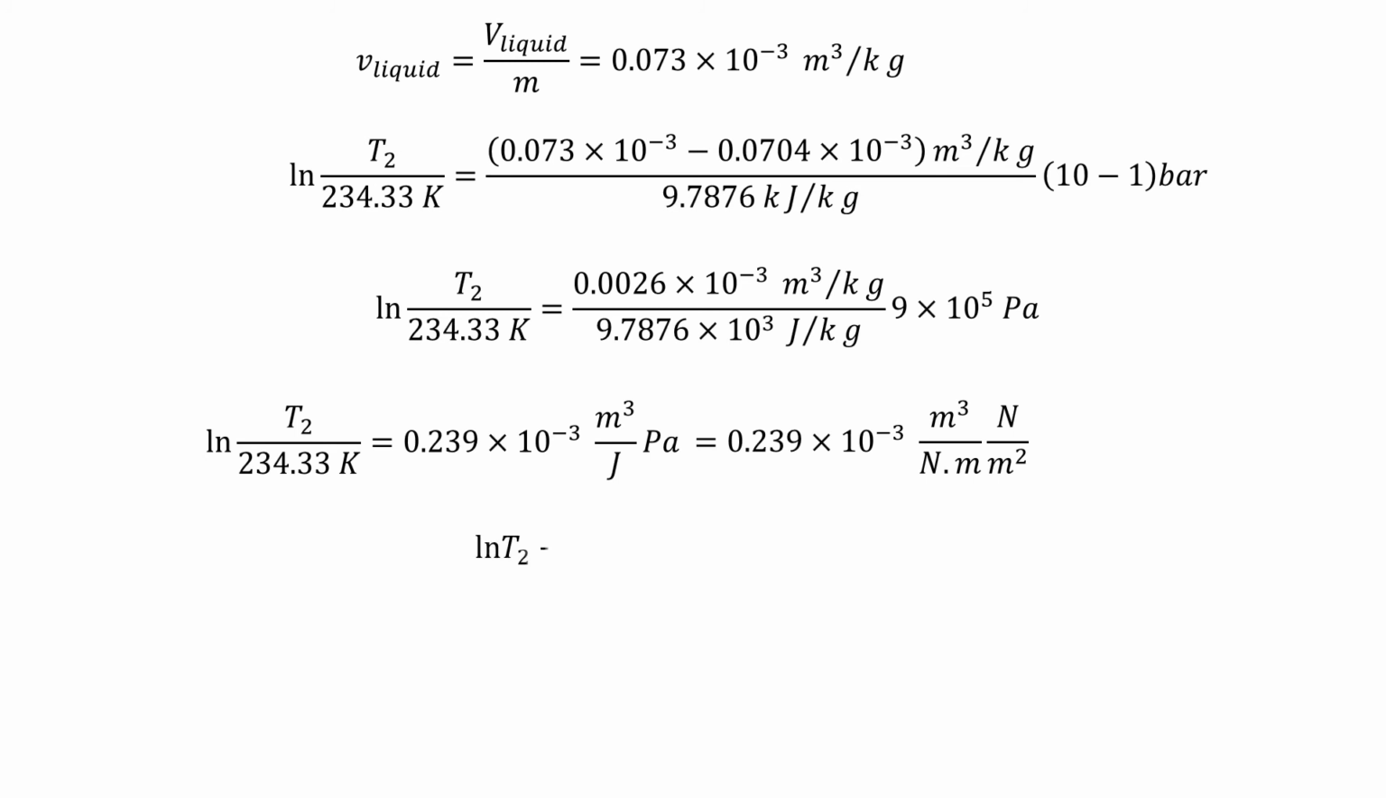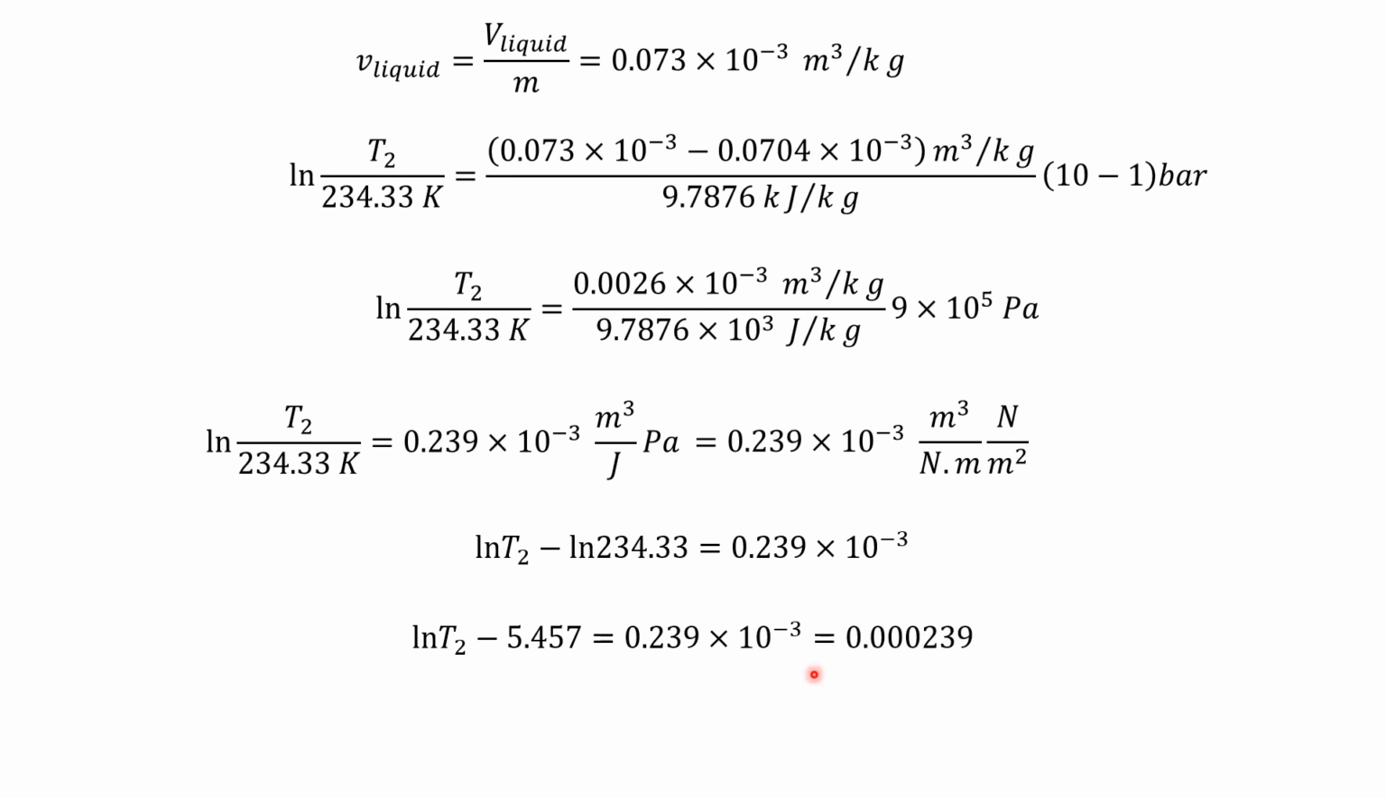We can solve it further for T2, and this will be the value of ln T2. We have to find T2. So finally T2 will come out as 234.38 Kelvin.